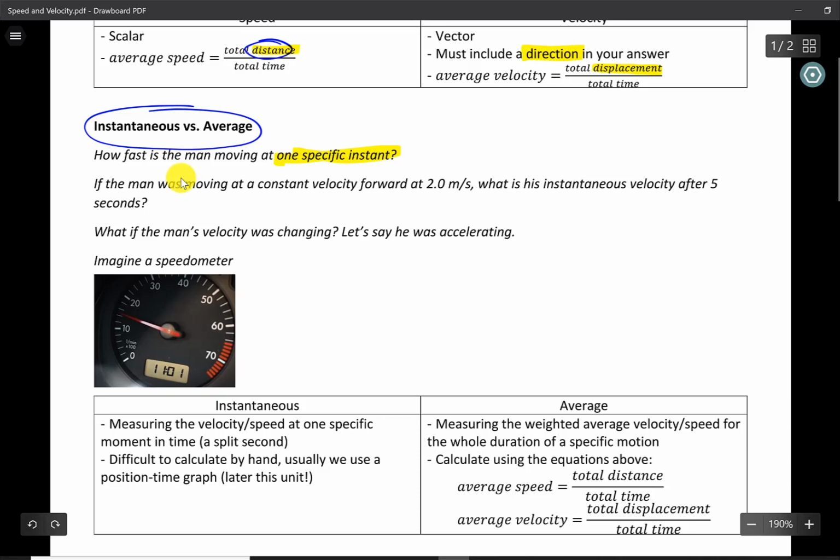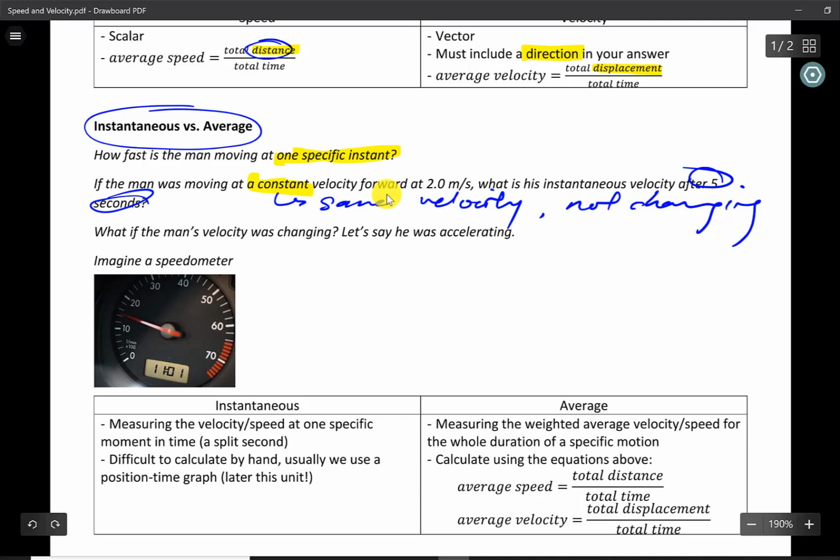What if the man was moving at a constant velocity forward at 2 meters per second? So what is his instantaneous velocity after 5 seconds? So the key word here is the constant. Constant means that this man is moving at the same velocity and that it's not changing. Okay? So even after 5 seconds, if his velocity doesn't change, he's still moving at 2 meters per second. His instantaneous velocity is not changing throughout that time.